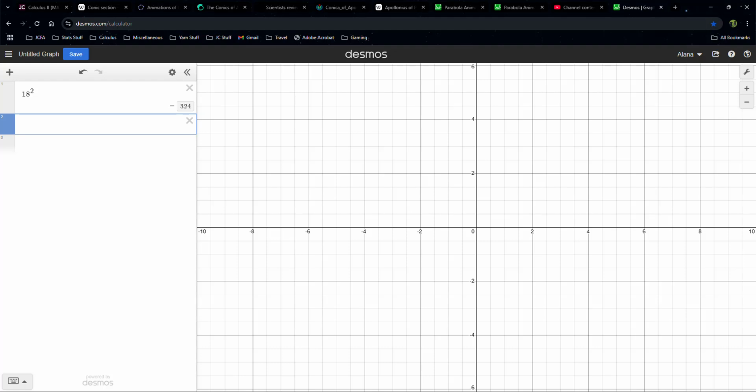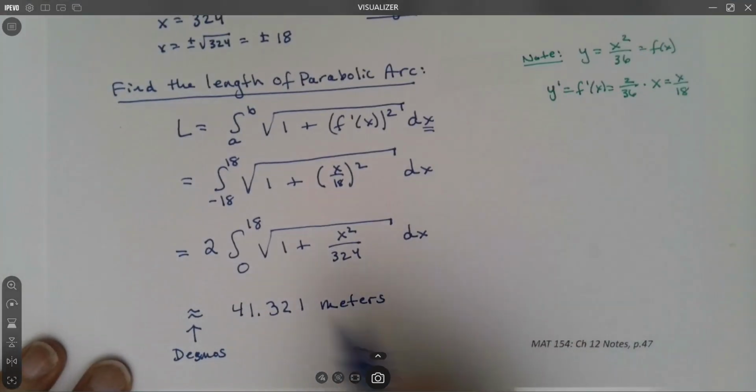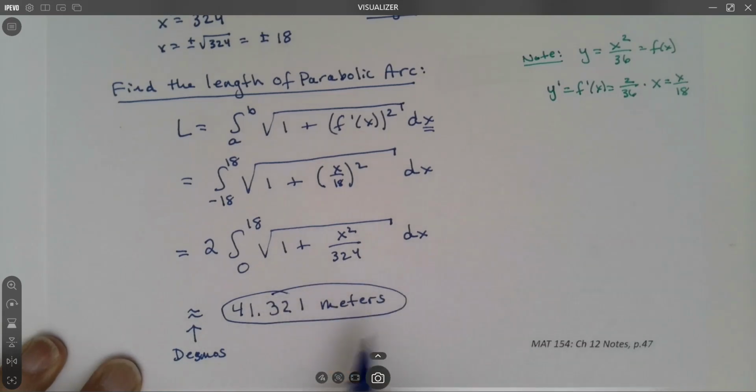All right, so over here in Desmos, I'll take 2 times the integral from 0 to 18 of the square root of 1 plus x squared divided by 324 dx. And there we have it. So we believe that that arc length is 41.321 meters. It would have the same unit, of course, as the chord length up above because it's a length. Length only has one dimension. So in this case, it's meters.